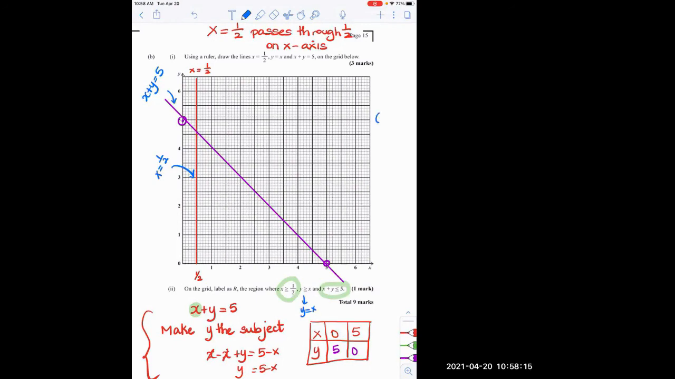So what it means, if x is 1, for the line y equal to x, y is 1. If x is 2, y is 2. If x is 3, y is 3. If x is 4, y is 4. If x is 5, y is 5. If x is 6, y is 6. But we don't need all those points. We just need 2 points. So you could choose 2 points and draw the line. So we have 1, 1, and we can use 6, 6. So take those 2 points and draw the line.